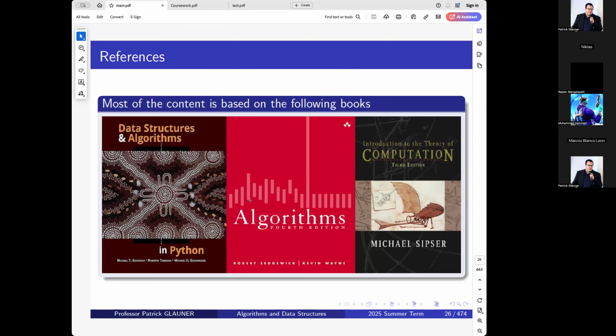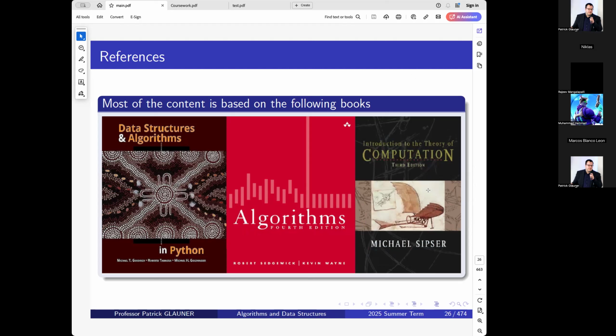There are excellent other great books on algorithms. I like the Sedgwick book on algorithms. It's a very good book on algorithms, if you want to get a deeper understanding of other algorithms. And we will also look at complexity theory, and there's a very good book on the theory of computation by Sipser.